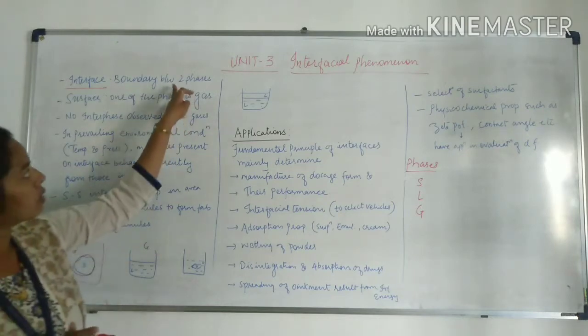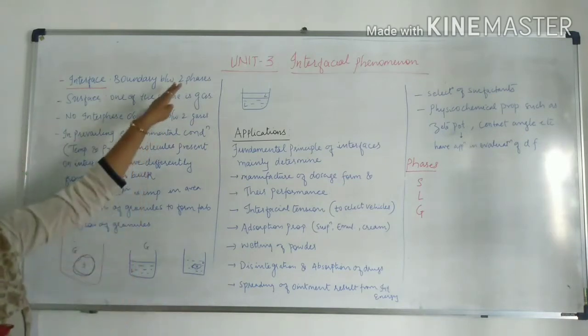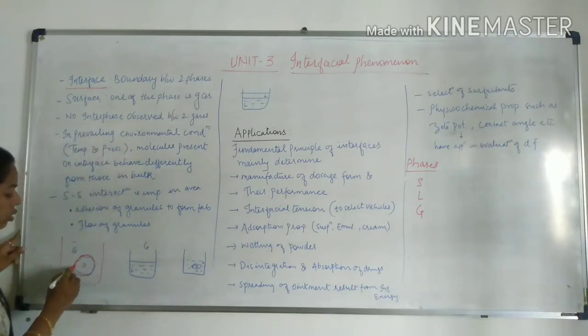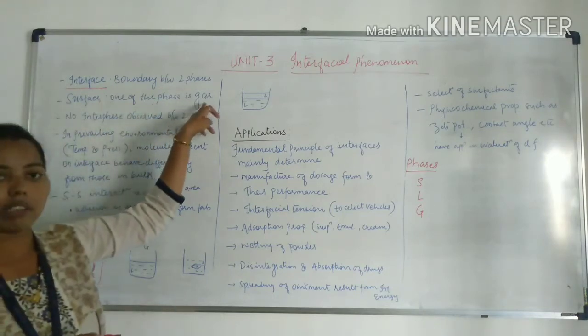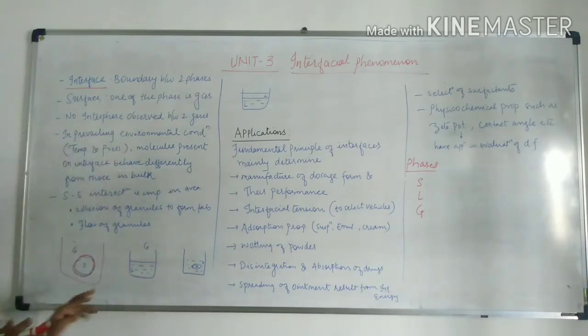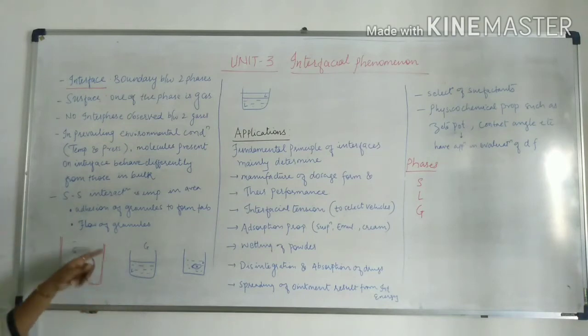But if any one of the two phases is gas, then it is known as surface. So if one of the phases is gas, then the interface is known as surface. This is the first example of the surface. This is a solid material and the environment is gaseous. So the interface would not exist; in place of that, a surface would appear of that solid.